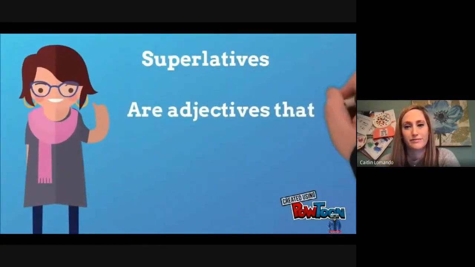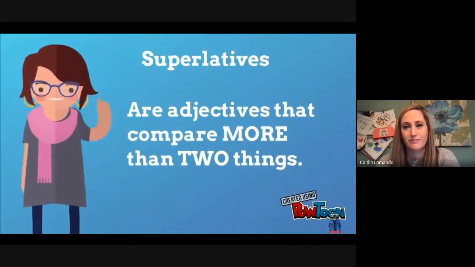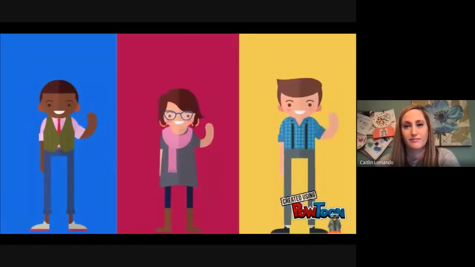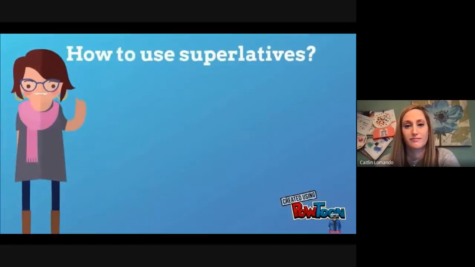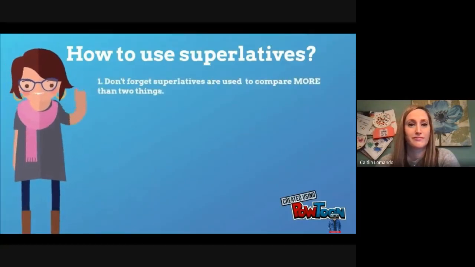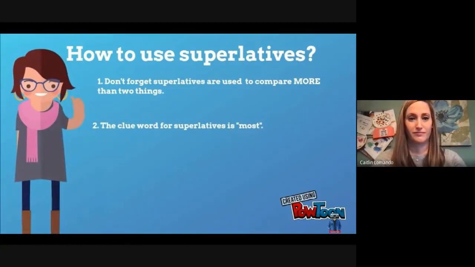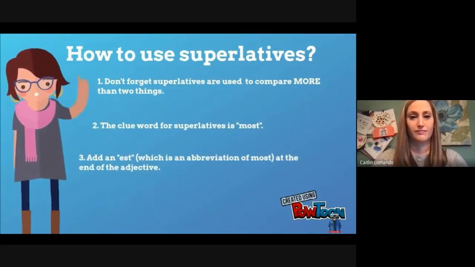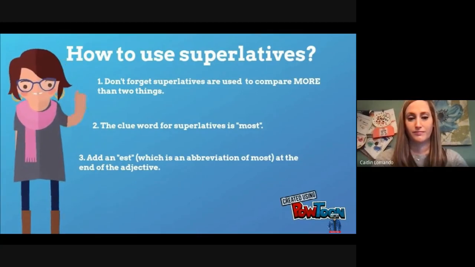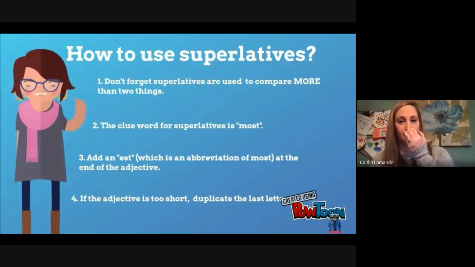Superlatives are adjectives that compare more than two things. Like comparing three people to see which one is the oldest, the youngest, and the tallest. How to use superlatives? First, don't forget superlatives are used to compare more than two things. The clue word for superlatives is most. Add an est, which is an abbreviation of most, at the end of the adjective. And if the adjective is too short, duplicate the last letter.